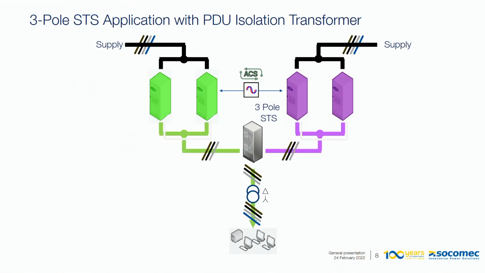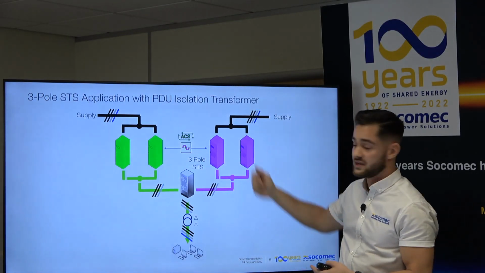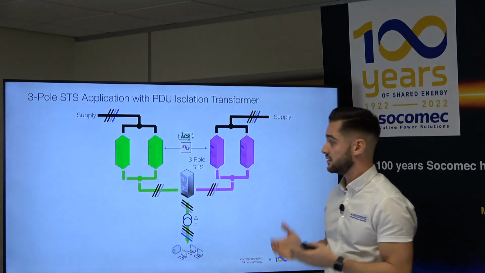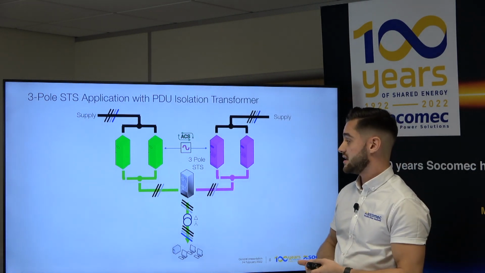Another application here is with two different main supplies. So let's say you've got a supply A, three-phase and neutral. Then another supply, supply B, three-phase and neutral as well. And both supplies are serving two different UPS systems. Let's say it's in a data center environment, where you would get a UPS A system and a UPS B system, both redundant. And then you get an STS downstream.